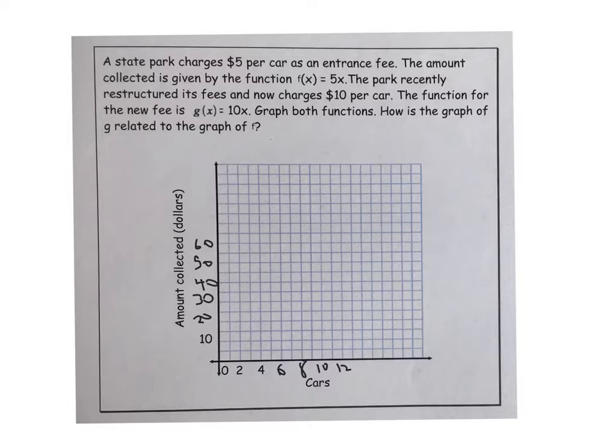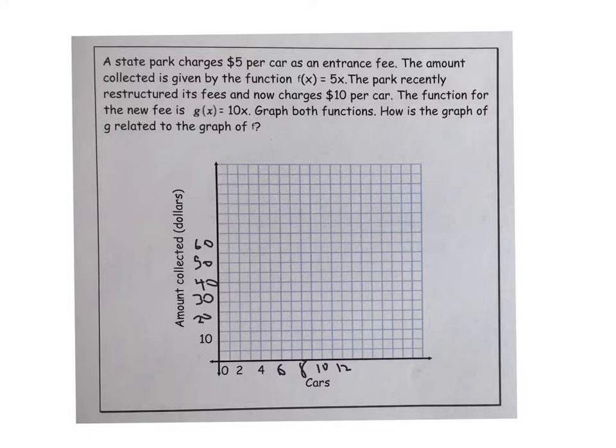So in this problem here, it says our state park charges $5 per car as an entrance fee. The amount collected is given by the function f of x is equal to 5x. The park recently restructured its fee and now charges $10 per car. The function for the new fee is g of x is equal to 10x. Graph both functions. How is the graph of g related to the graph of f?